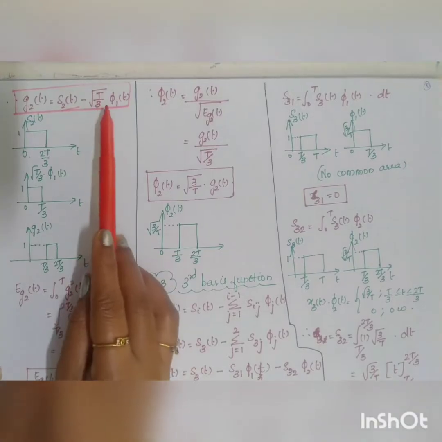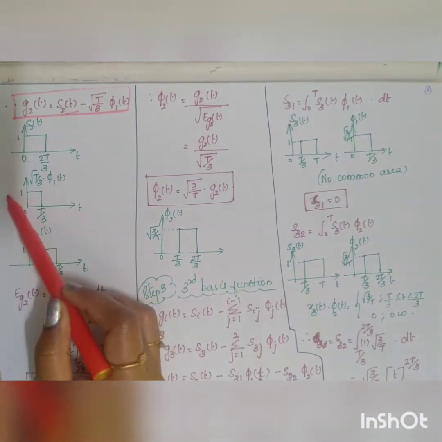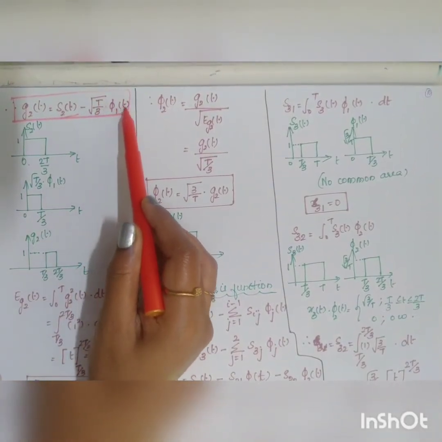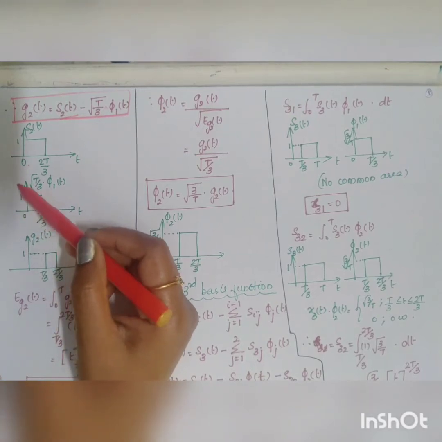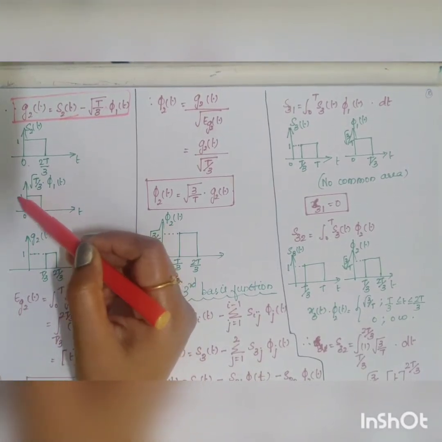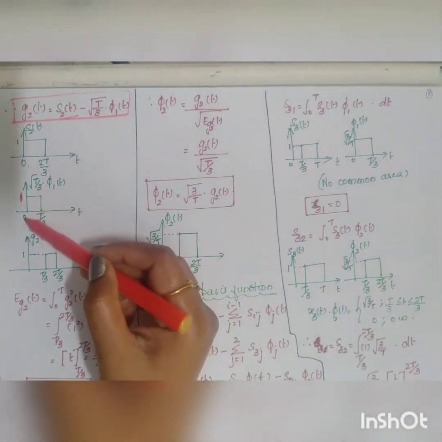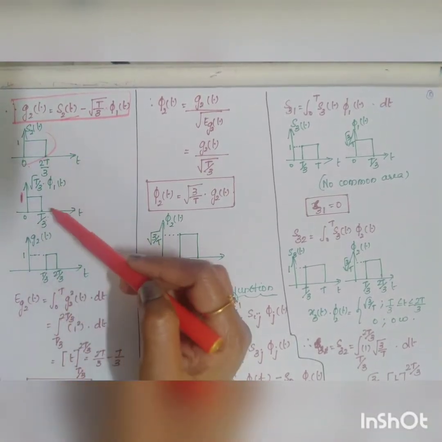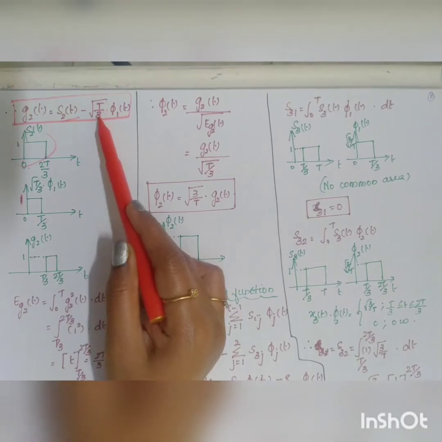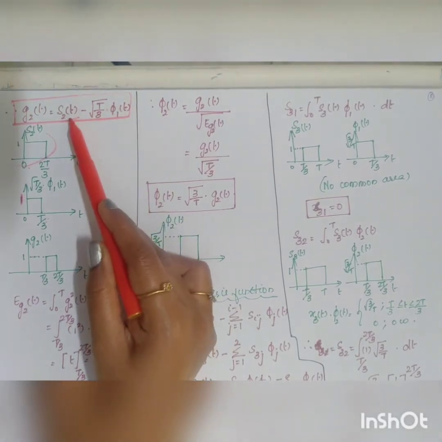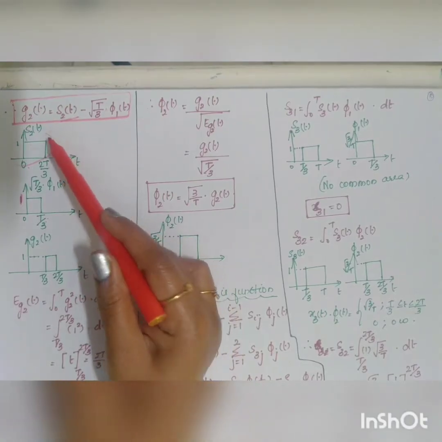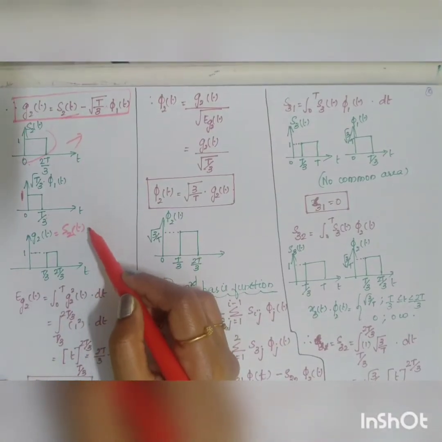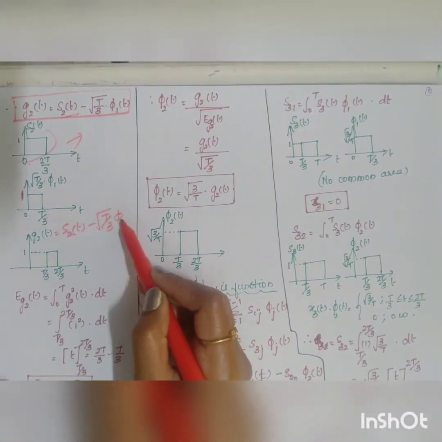Just redraw this, okay. Now what will be your phi 1 of t? You know that the amplitude was root 3 by t, right? But here the value is root t by 3 into phi 1 of t. So here root t by 3 and root 3 by t will get cancelled. So you will be getting the amplitude as 1. So the duration is 0 to t by 3. So now what you have to do is subtract root t by 3 into phi 1 of t from S2 of t, okay. So what will you get? So g2 of t is nothing but S2 of t, the first diagram, minus your second diagram, root t by 3 into phi 1 of t.